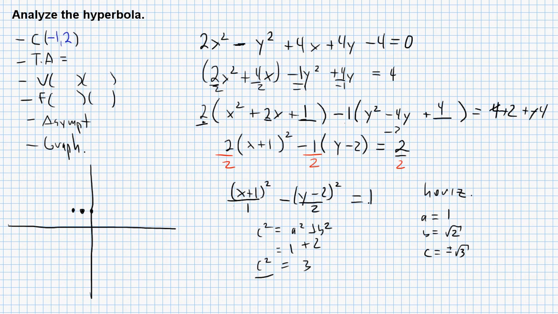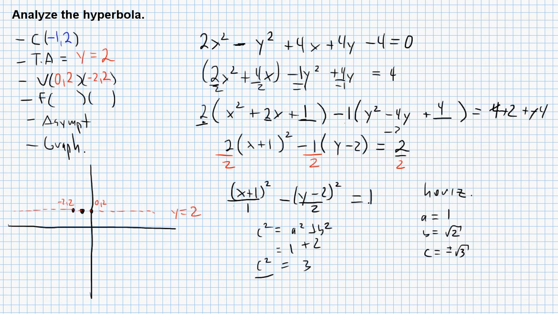We can see now that the transverse axis goes right through those vertex points in the center, right through 2. So the equation of the transverse axis has to be the horizontal line y equals 2. The vertex points are right there at 0, 2, and negative 2, 2. So 0, 2, and negative 2, 2 are the vertex points.